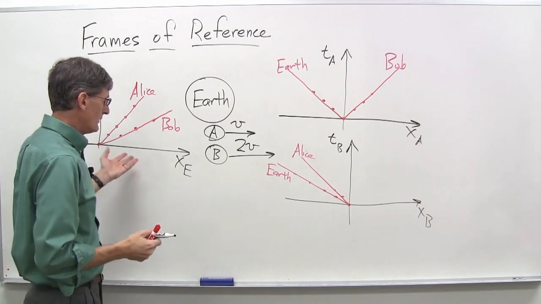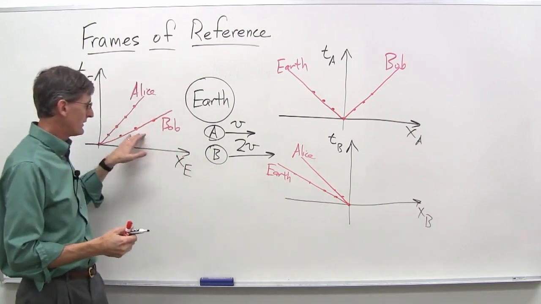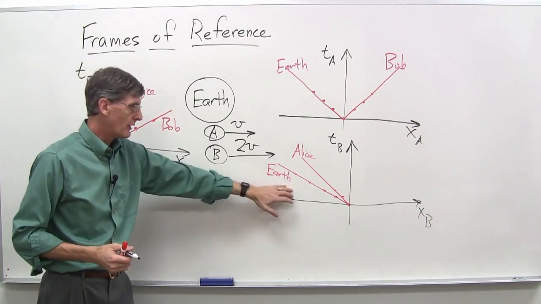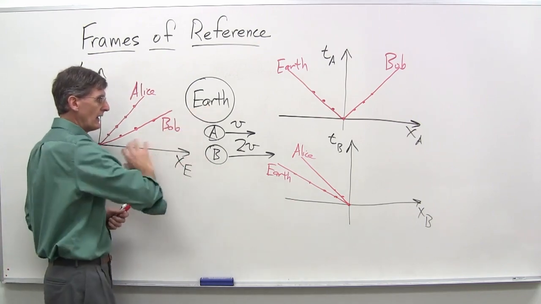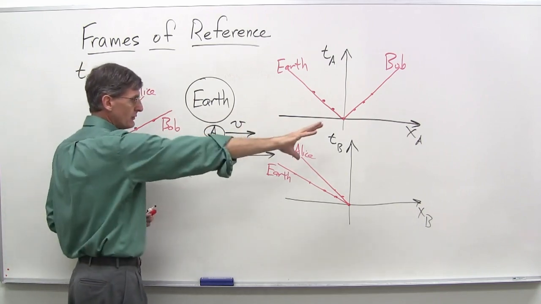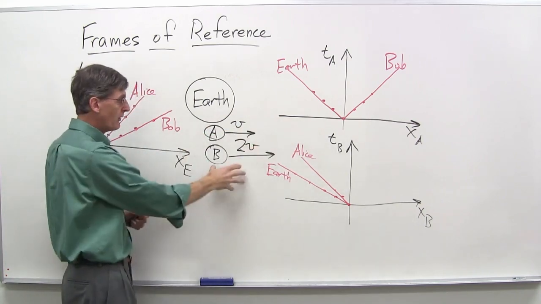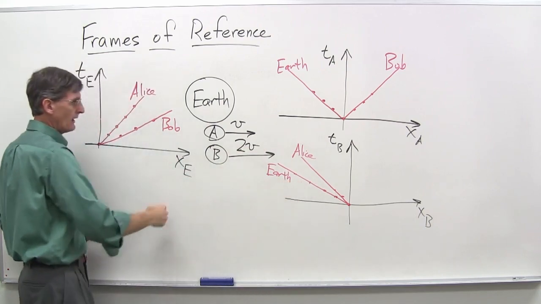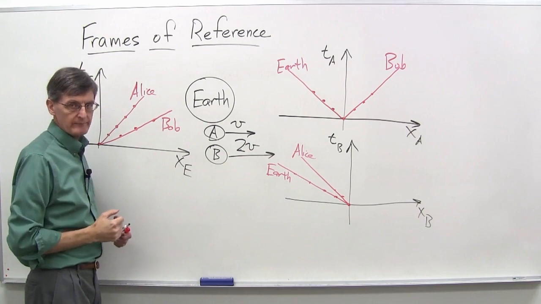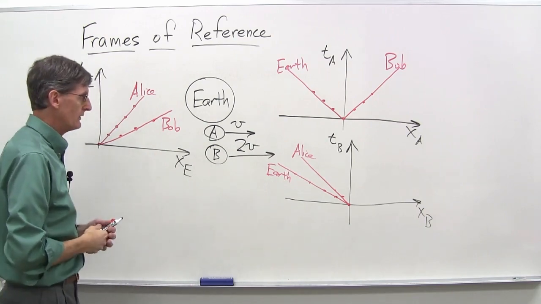So if you look at this, you say, oh, they're like mirror images of each other, Bob's perspective and Earth's perspective, which makes sense because Earth saw Alice moving away that way at v and Bob at 2v. If we flip the perspective to Bob, he sees Earth moving behind him at 2v, this one, and Alice moving behind him in the other direction at v.